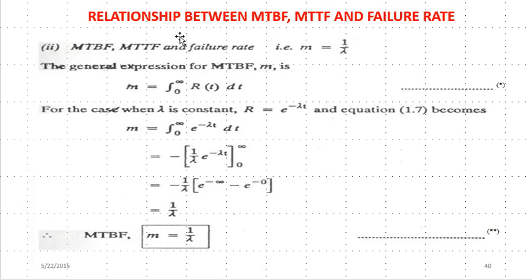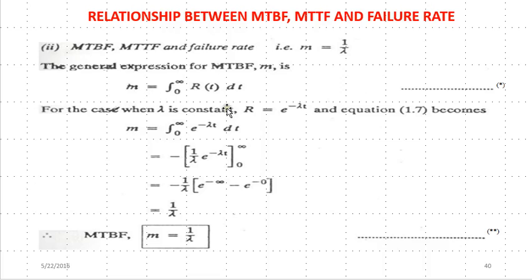So we are still trying to derive the relationship between parameters of reliability. This time around, we want to derive a formula relating the mean time between failure, the mean time to failure, and the failure rate. We know already that m, which is mean time between failure or mean time to failure, is equal to 1 over what? The failure rate. How do we get that? We are going to show it here.